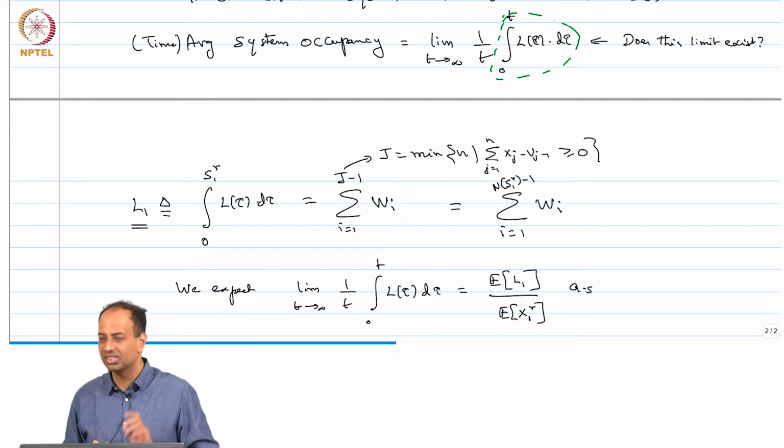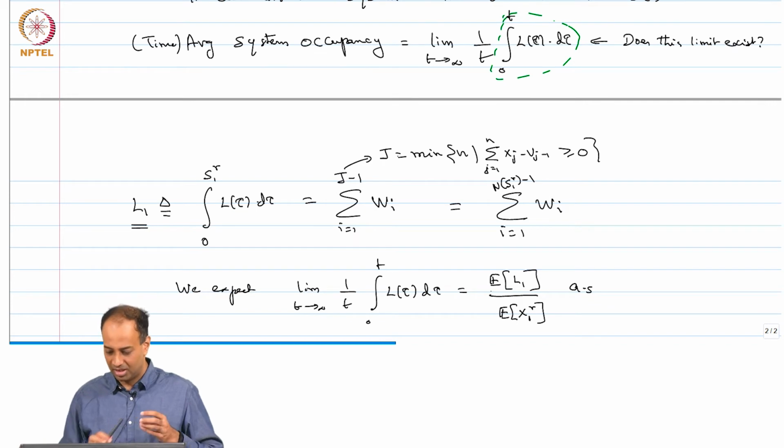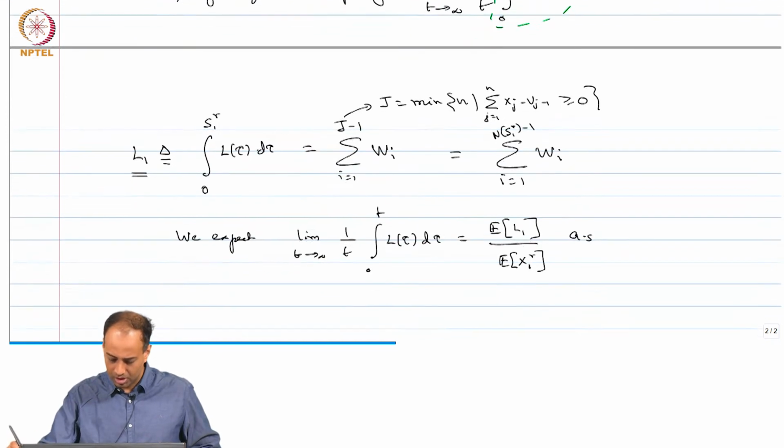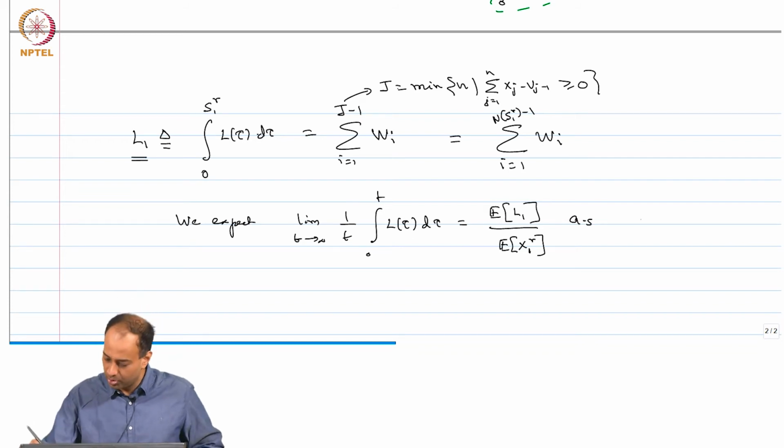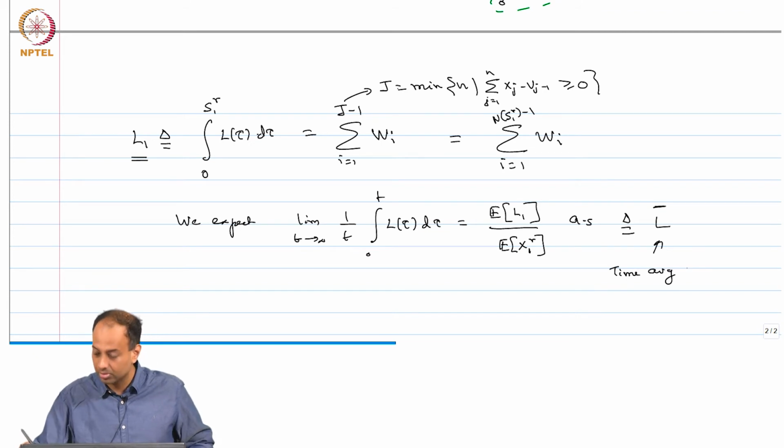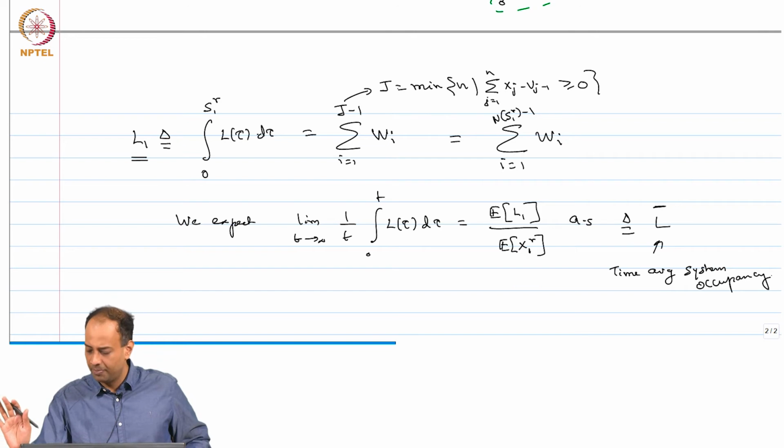Okay. And if your expected x is greater than expected v, meaning that the queuing system does not build up forever, then this will be something finite. Okay. So, great. So, this number exists, right. This number I am going to call my L bar. Okay. What is L bar? Time average system occupancy, which is the time average number of customers in the system. Okay. So, this L bar exists.